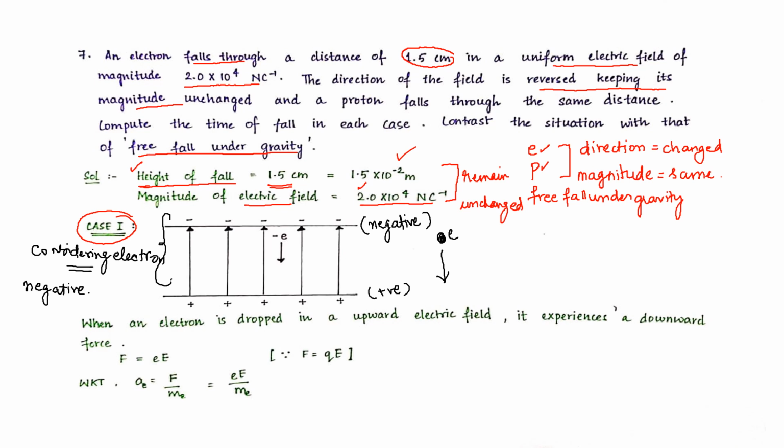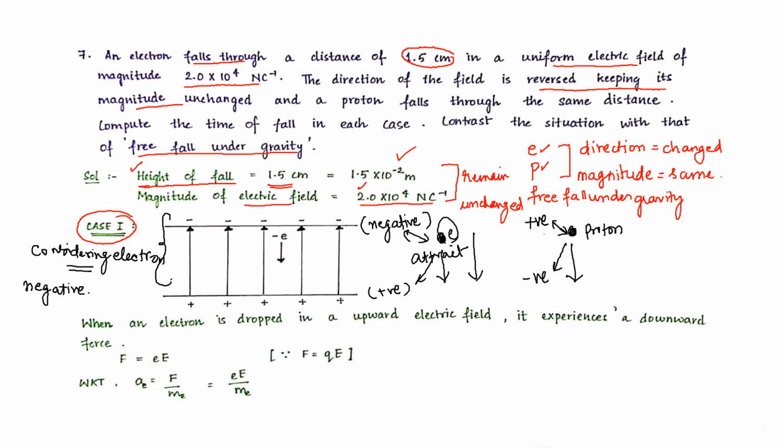And when we reverse the polarity of the electric field, like positive on the upper side and negative on the lower side, and we keep a proton over here, this proton is positive, so they will repel each other, but the lower plate will attract, so it will fall downwards. Same with the electron: negative will repel, but the positive will attract, so this electron will fall downwards. Okay, so you have understood the diagram, how it is being represented.